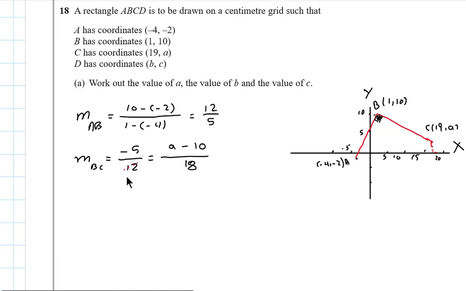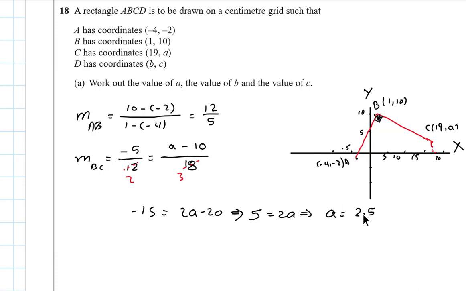We can simplify here. 12 over 6 will be 2, 18 over 6 will be 3. So we can write here -15 is equal to 2a minus 20. Sorry, which means that -20 will move to the left hand side with positive 20, 20 minus 15, 5 is equal to 2a, which implies that a equals 2.5, right? Very good. Now, how can we get the value of D?